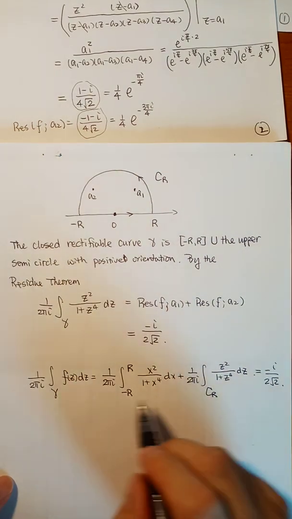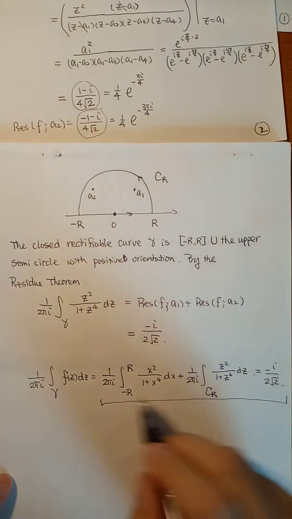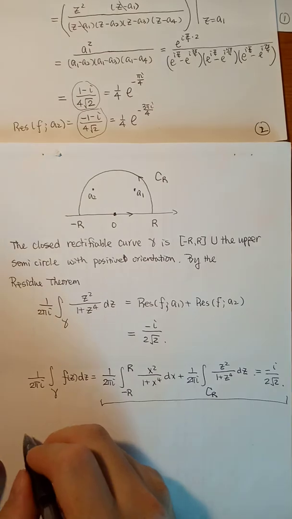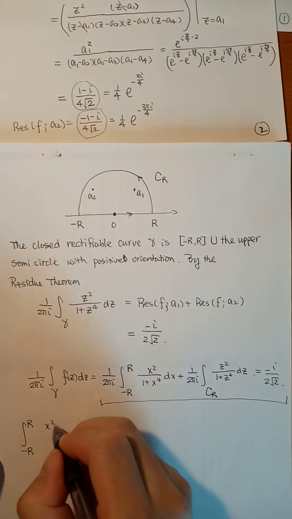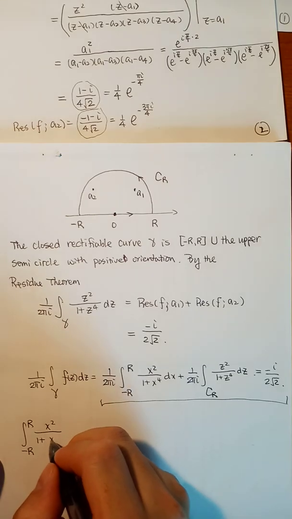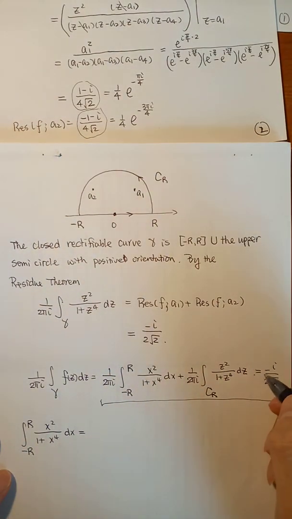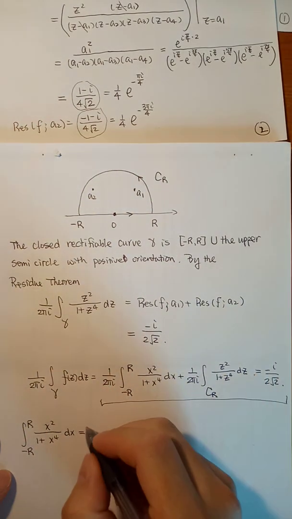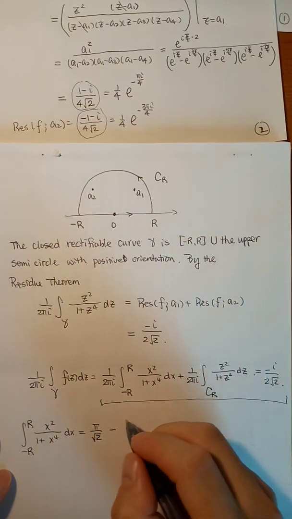So you multiply, start from here. You multiply this by 2 pi i, you get the integral from negative R to positive R of x squared over 1 plus x to the 4 dx is equal to, you see this times 2 pi i times negative i is a 1, 2 cancel, it's pi over root 2, and this one you move it to the right side.